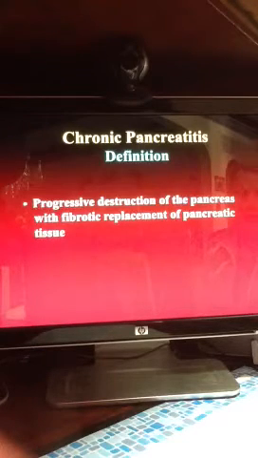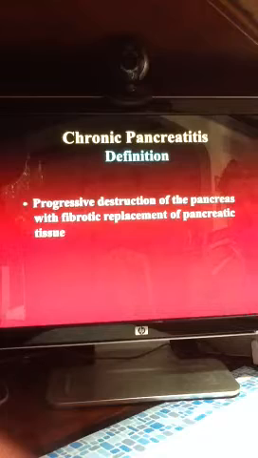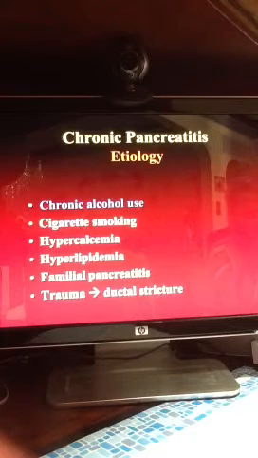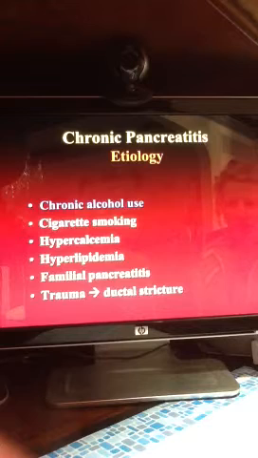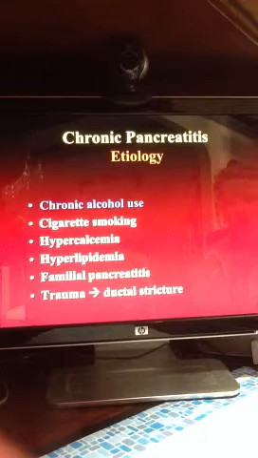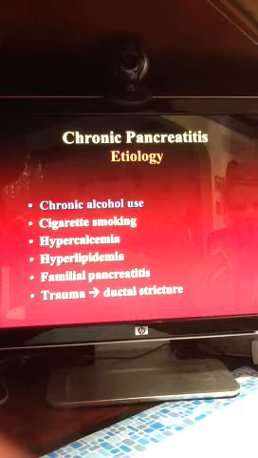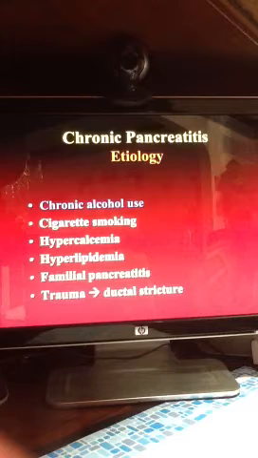Chronic pancreatitis. You've got progressive destruction of the pancreas, and you've got fibrotic replacement of pancreatic tissues. Chronic pancreatitis happens when there is continual inflammation with destruction of these pancreatic cells. These pancreatic cells are replaced with scar tissue. Chronic pancreatitis can start with an acute pancreatitis, and that's especially the case in alcoholic pancreatitis.